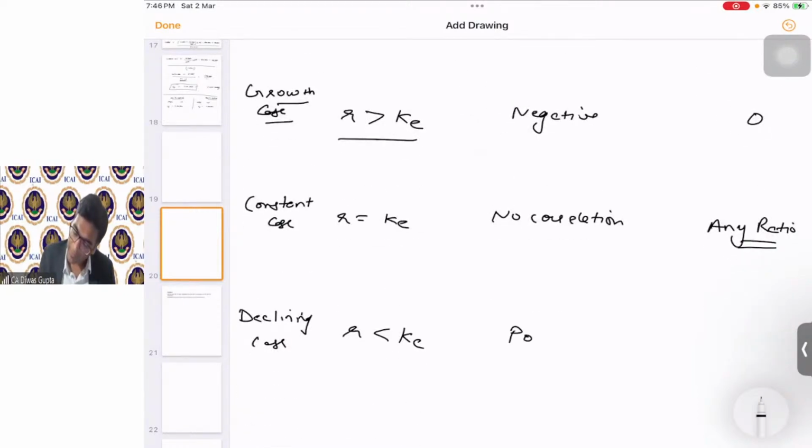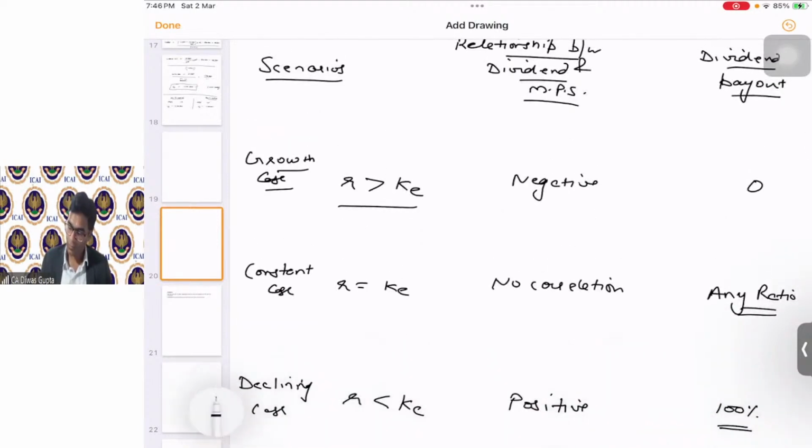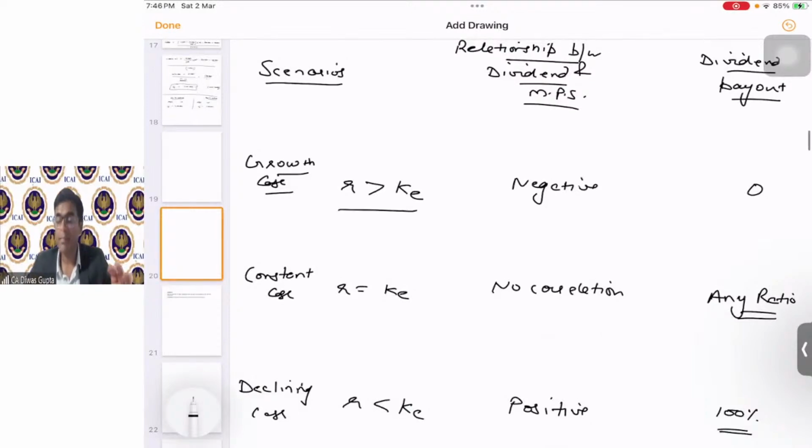So here, there will be a positive correlation. Higher dividend, higher MPS. If I pay higher dividend, my market price per share will also become higher. And in this case, the dividend payout ratio should be 100%. I hope this is clear, students. This is a very important relationship because most of the questions are based on such relationships.